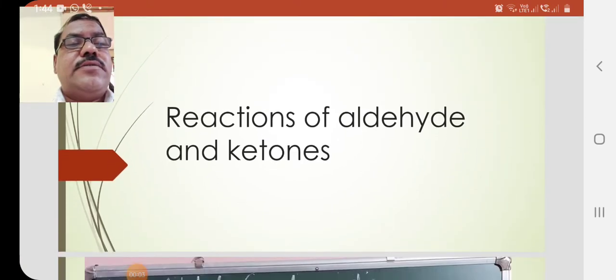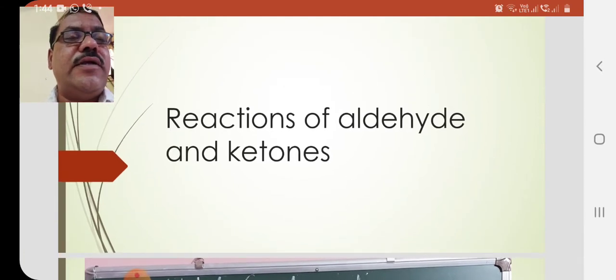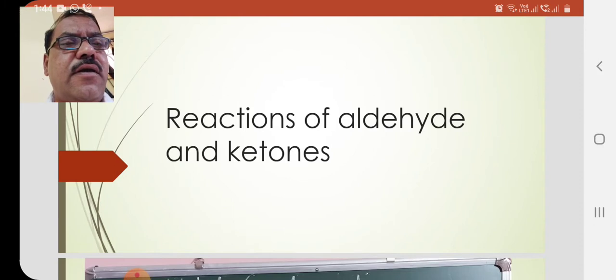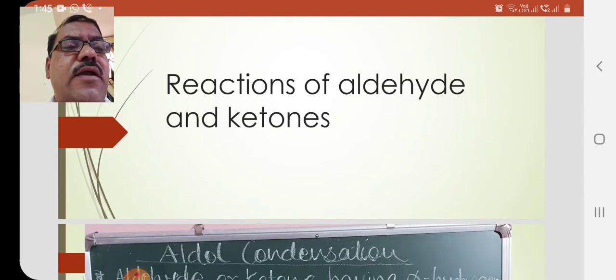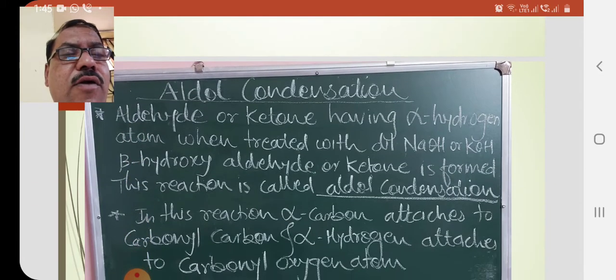Hello friends, today let us start with further reactions of aldehydes and ketones. We have already seen the addition elimination reaction. Now there are four important reactions left in aldehydes and ketones. The first reaction is aldol condensation.